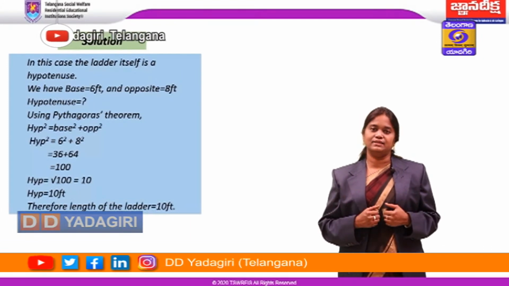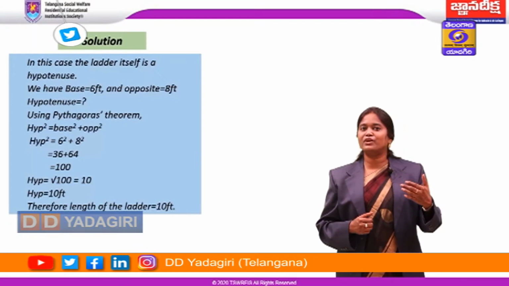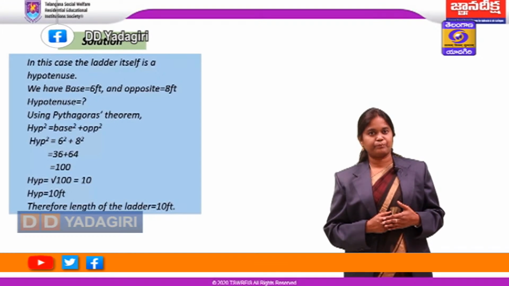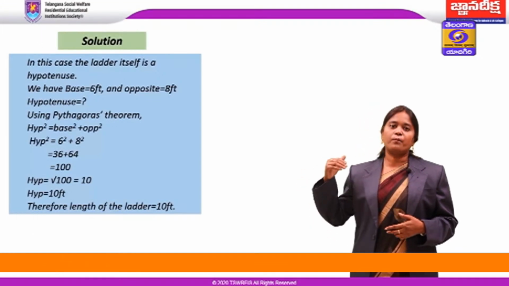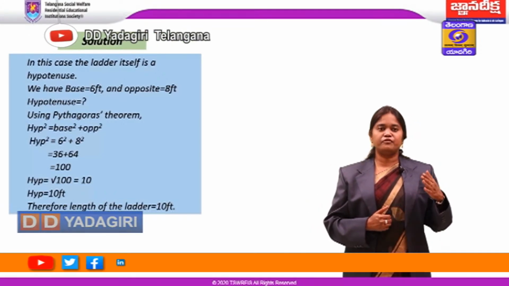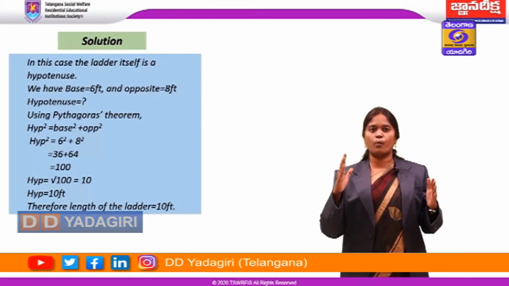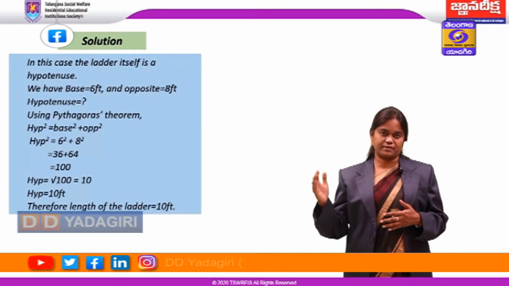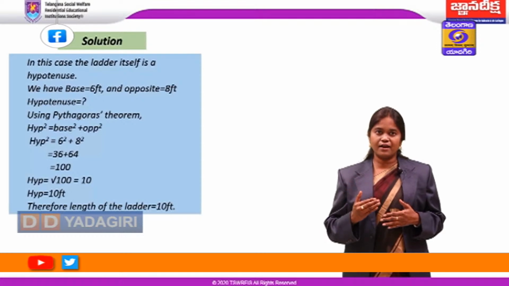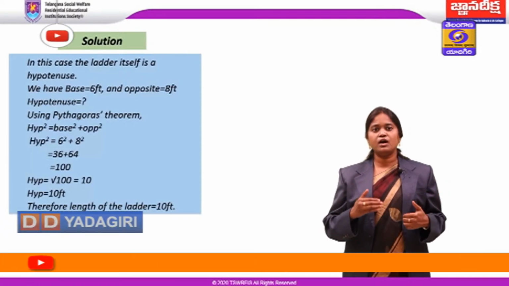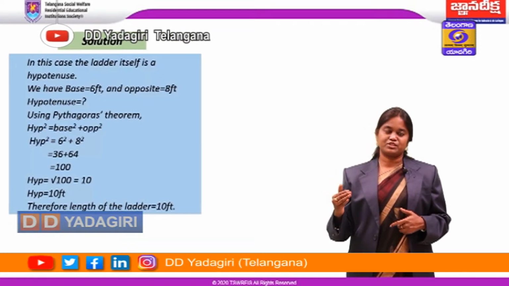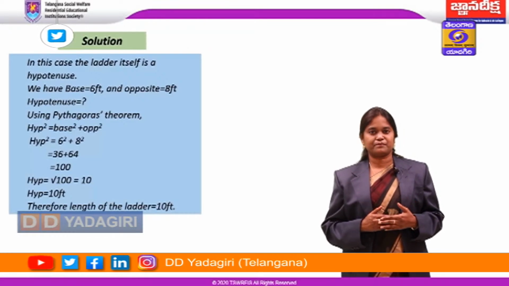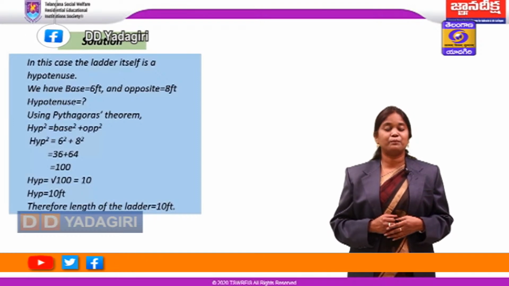We observe that it is a right triangle. So, we can use Pythagorean theorem to find the length of the ladder. In this case, the ladder itself is a hypotenuse. We have base is equal to 6 feet. Opposite is 8 feet. So, using Pythagoras theorem, we know that hypotenuse square equal to base square plus opposite square. Let's substitute the values in this equation. Hypotenuse square is equal to 6 square plus 8 square, which gives 36 plus 64 adds up to 100. Taking square root on both sides, hypotenuse equal to square root of 100, which is equal to 10. So, hypotenuse equal to 10 feet. So, the length of the ladder is nothing but 10 feet. We can solve such problems easily using Pythagoras theorem.